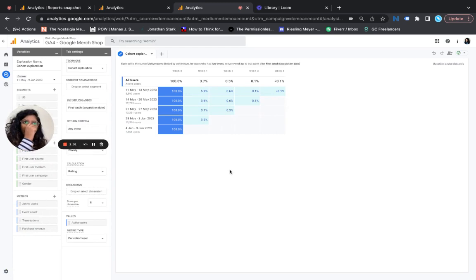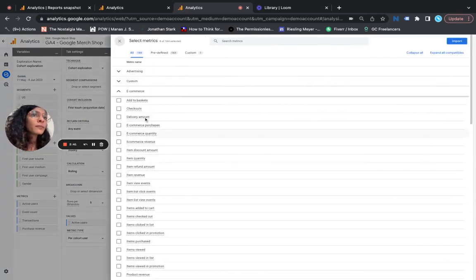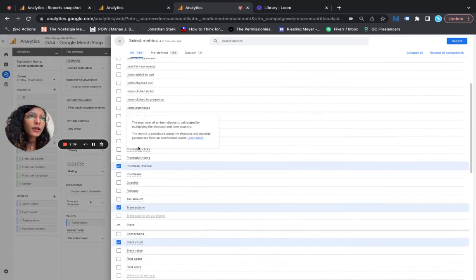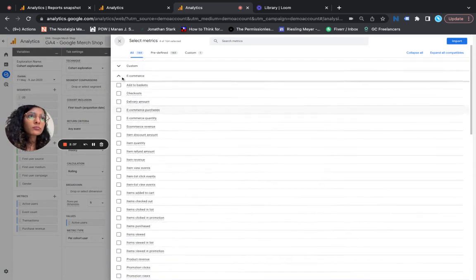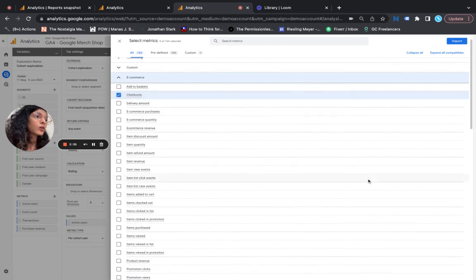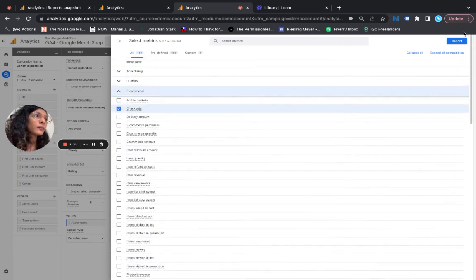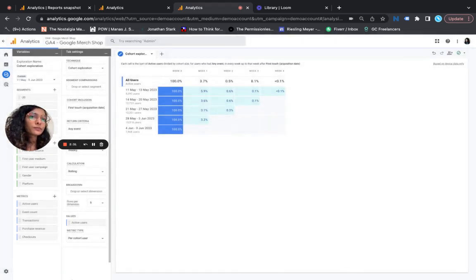What we're currently looking at is just active users. So the value here we have from the matrix is active users, but you can look at other values. If there are some values that are not here, you can also add them. So for example, if I care about checkouts, I can just add it, and then I can use it here. Cool.